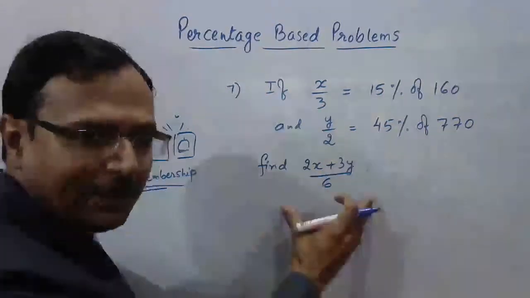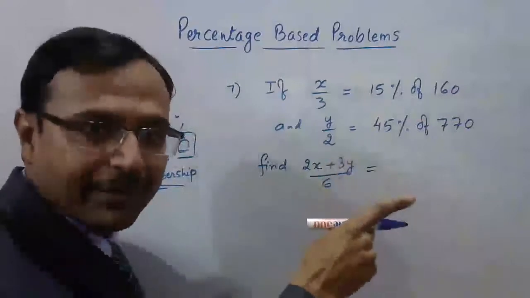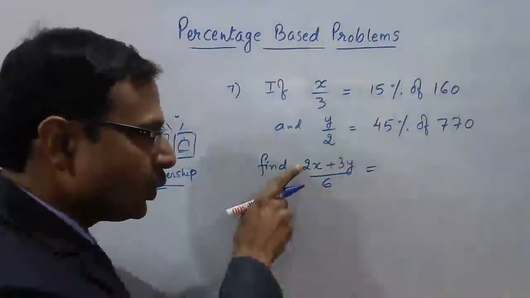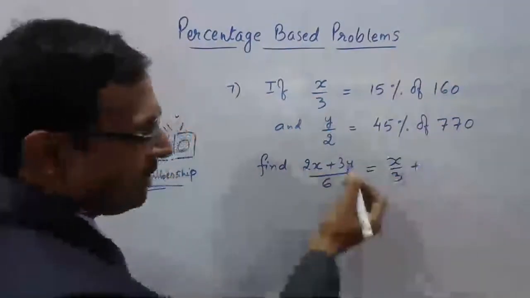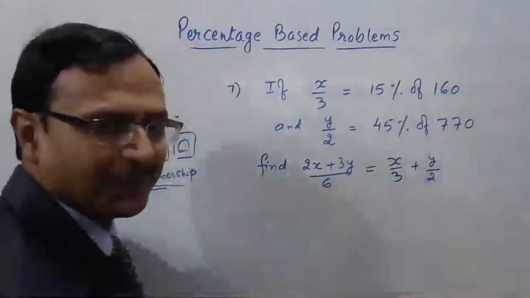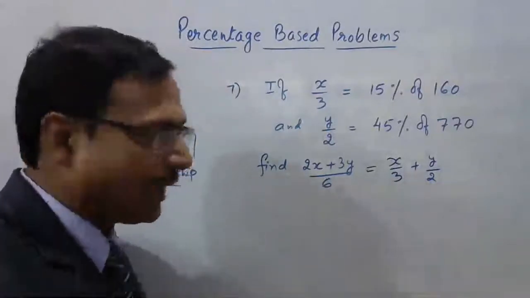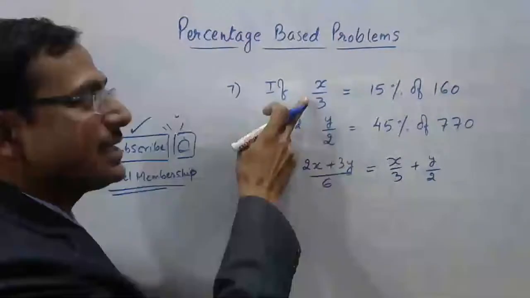Why has the paper setter or the examiner given you this value? Because he wants you to simplify this and then put the values of x and y. Now see, 2x upon 6 is x upon 3, and 3y upon 6 is y upon 2. Now you have to find these two values, x upon 3 and y upon 2, and that is what is mentioned here on the left hand side.